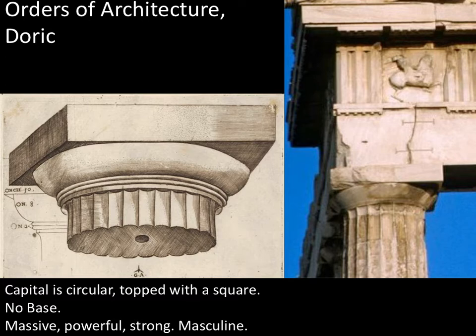One of the most important differentiations between these different orders is the capital. The capital is that decorative doodah that sits on top of the column before you get to the lintel. Now, the Doric, here I've shown you a capital here on the left, it basically is just this circular kind of a squashed bun shape that's sitting on top of the column. And when you look at this overall shape, they feel older, they feel massive, they feel powerful. There's a strength to the Doric order.